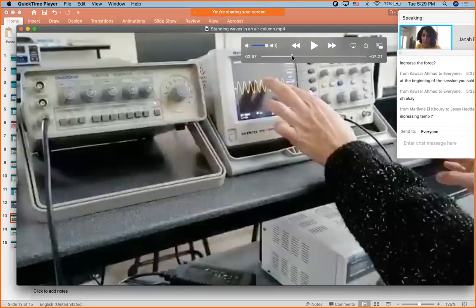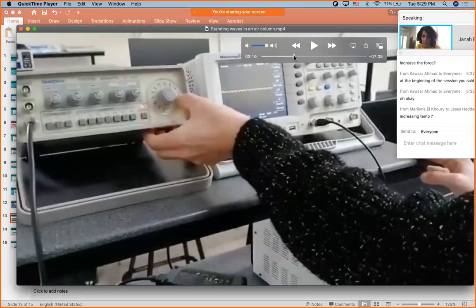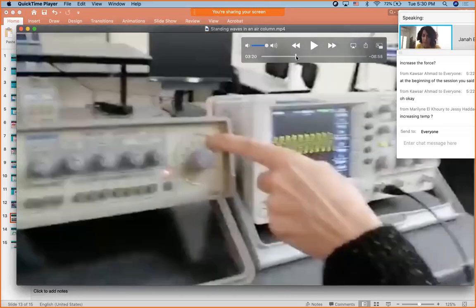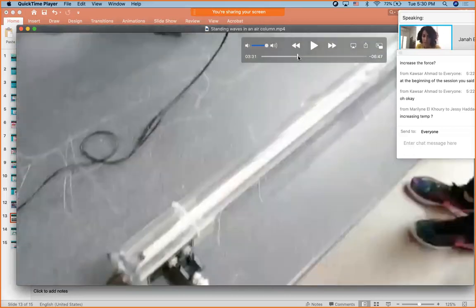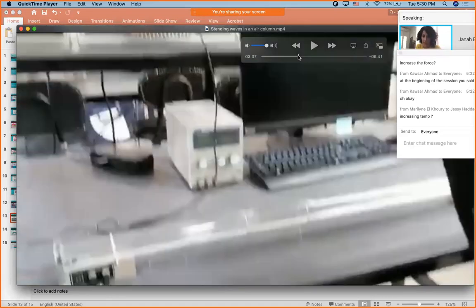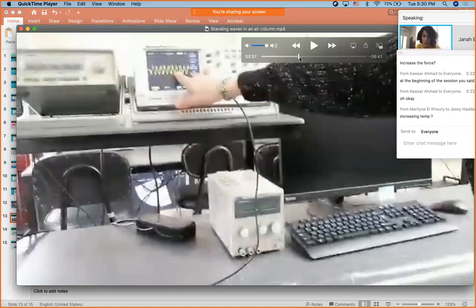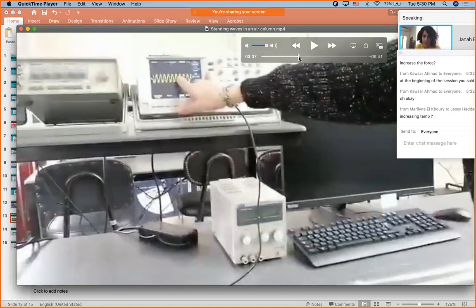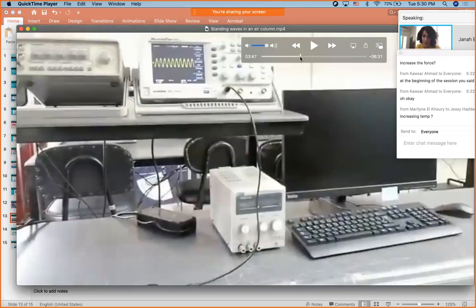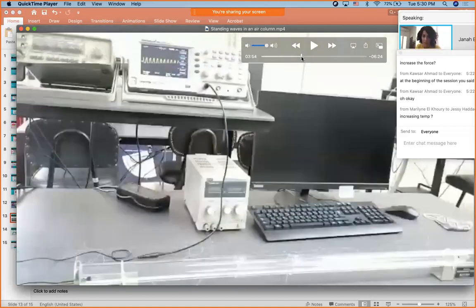Anyway, I'm gonna pick the frequency needed. I'm showing you how to pick the frequency needed. And I'm gonna start moving the piston. I'm gonna start from the high end, like the longest length, and decrease the length slowly while I watch the oscilloscope. And you're gonna see high amplitude at some point. Wait a second, I'm gonna show you when.